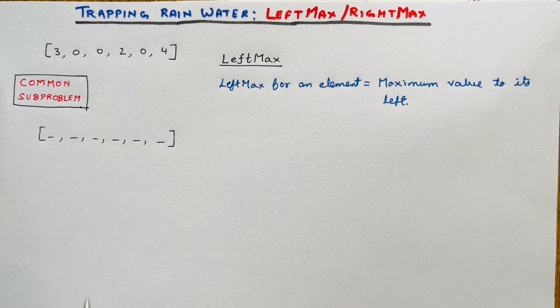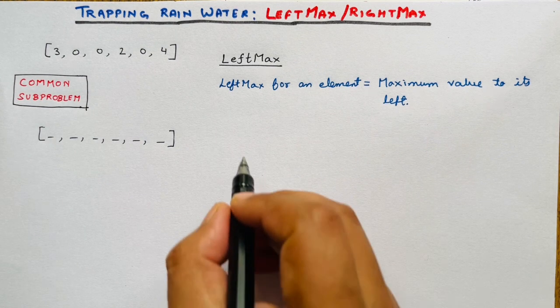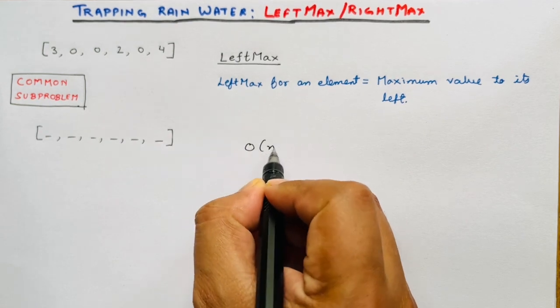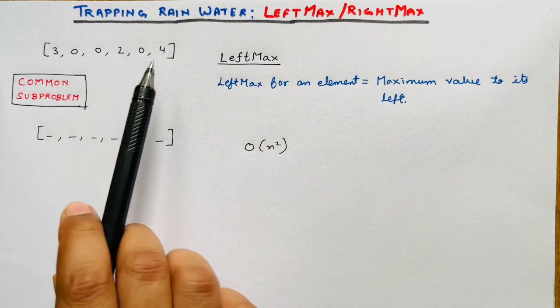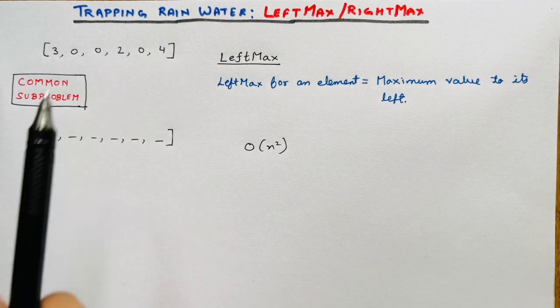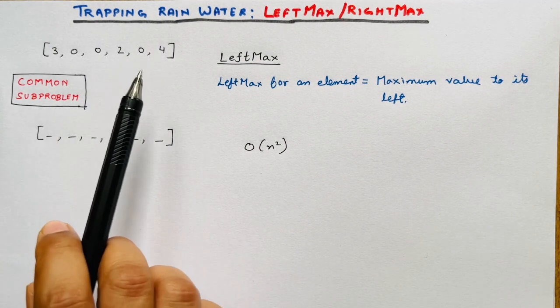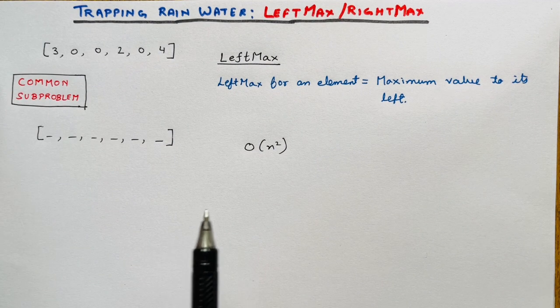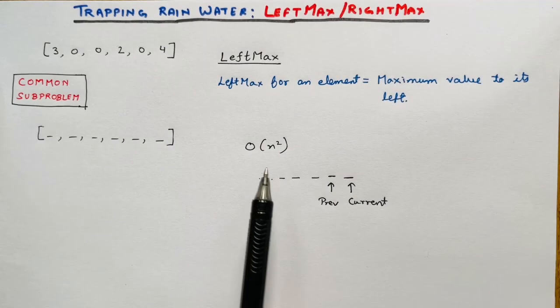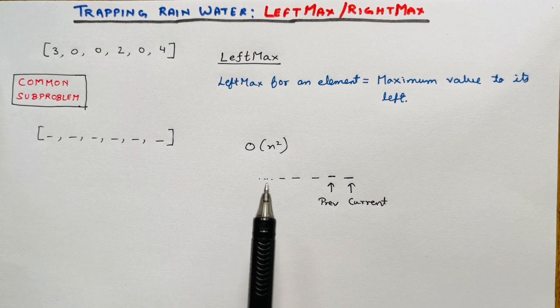So what will be the time complexity in this way? The time complexity will be big O of n square. Why? Because we will have to iterate for every element, and for every element we have to traverse back to the left till the start of the array. So big O of n multiplied by big O of n, the time complexity becomes big O of n square. But is this efficient? Let's see.